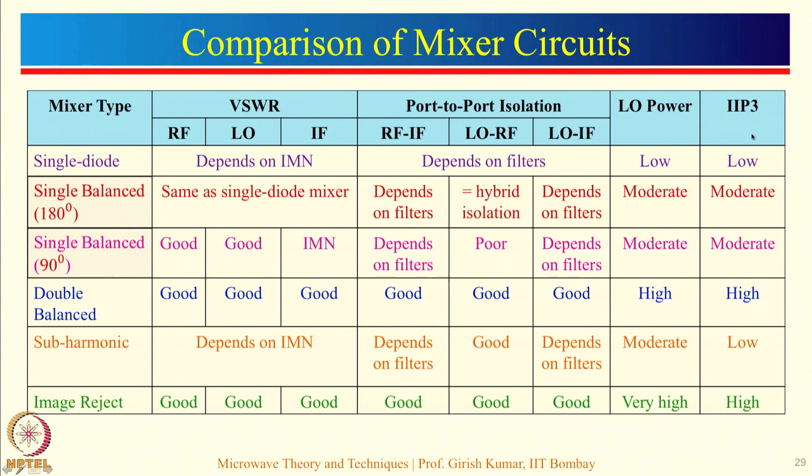IP3, we know that the balanced structures have a good spurious response, and hence for balanced mixers we get good linearity, so the IP3 point is very high, so the mixer is more linear. Similarly for the image reject mixers. However, for subharmonic mixers or single diode mixers, the IP3 is very low because there is no balancing action done. For single balanced mixers, since it's only biased for one of the signals, we get a moderate IP3, hence we get moderate linearity.